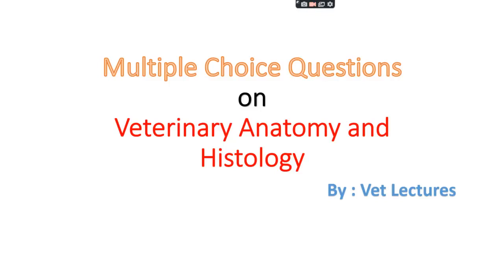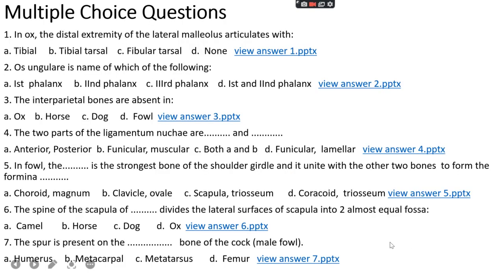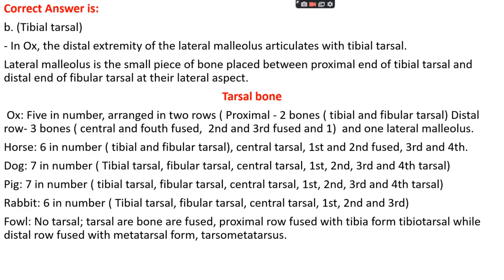Today we will discuss multiple choice questions on veterinary anatomy and histology. Question number one: in ox, the distal extremity of the lateral malleolus articulates with option A, tibia, option B, tibial tarsal, option C, fibular tarsal, option D, none. The right answer is option B, that is the tibial tarsal.